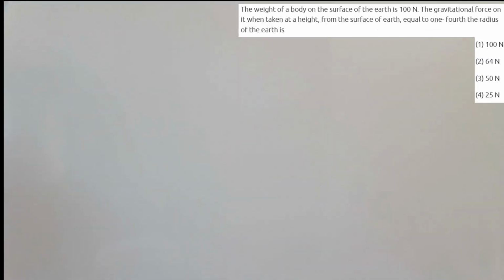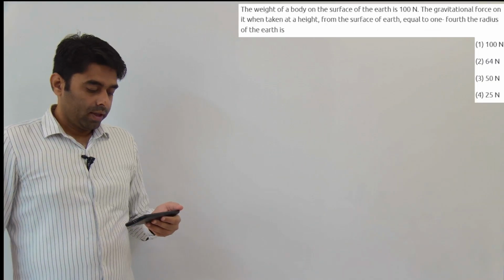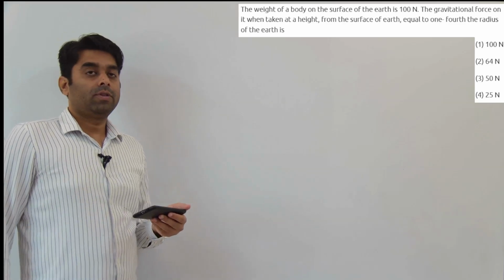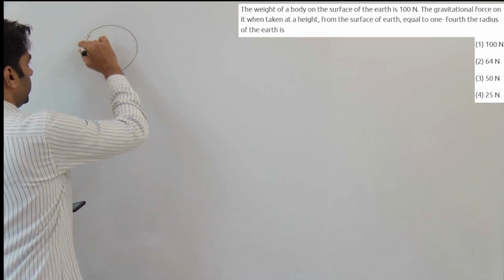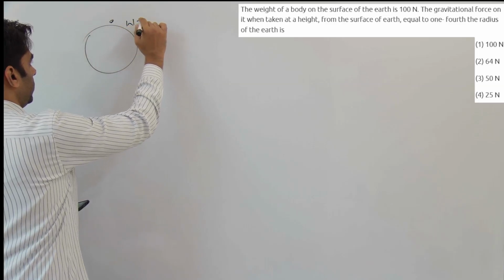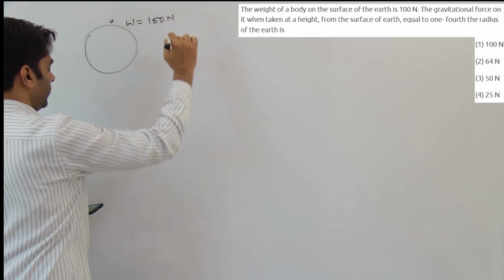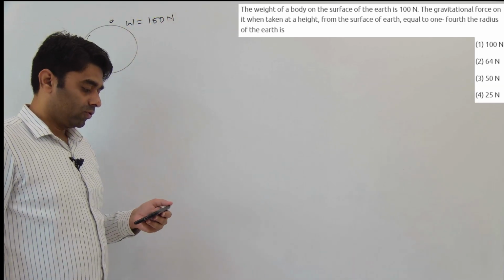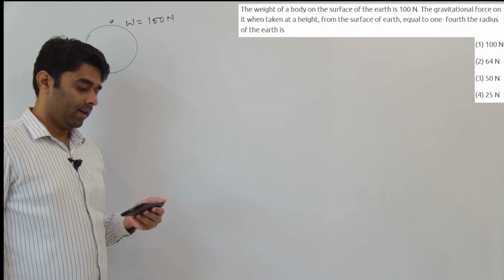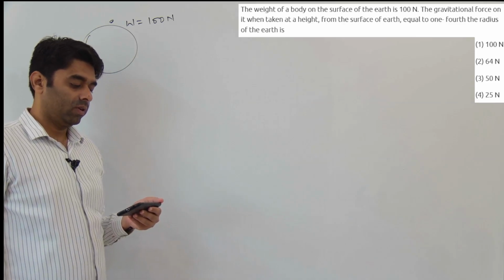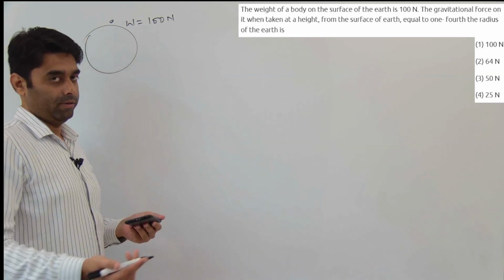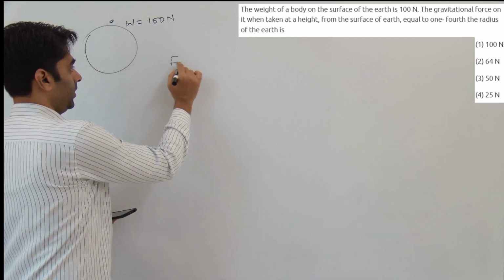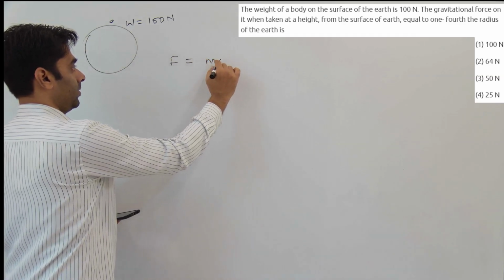Yeah, next question is, the weight of a body on the surface of Earth is 100 Newton. Fine, on the surface weight is 100 Newton. The gravitational force on it when taken at a height from the surface of Earth equal to 1/4 of the radius of Earth is. Gravitational force is basically your weight only, mg.